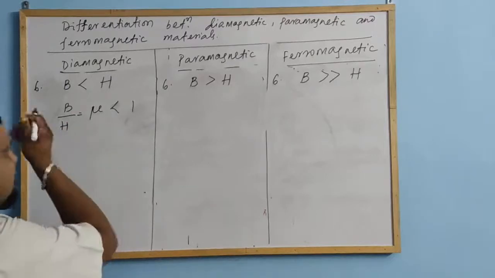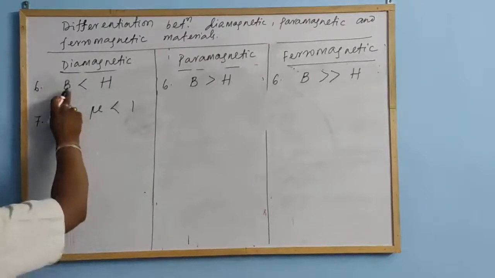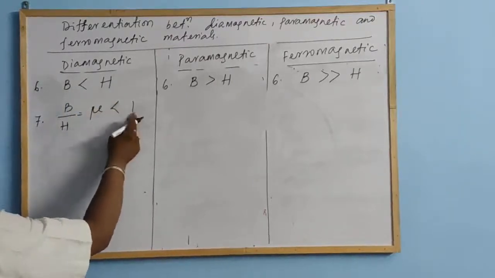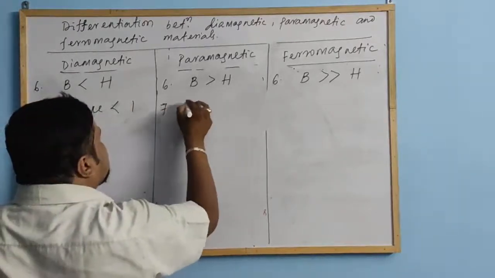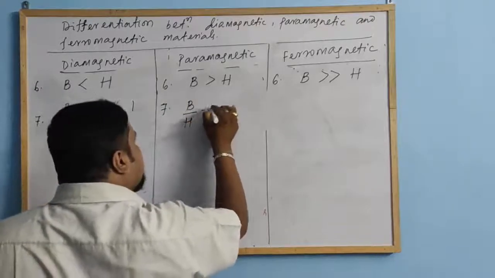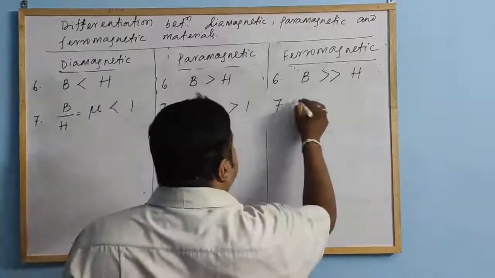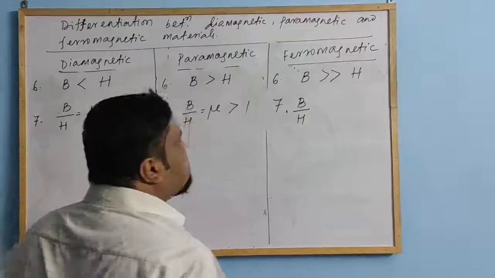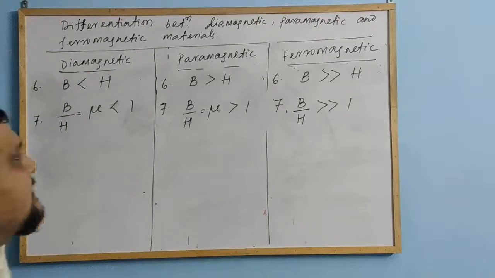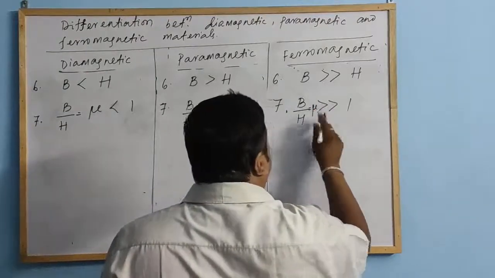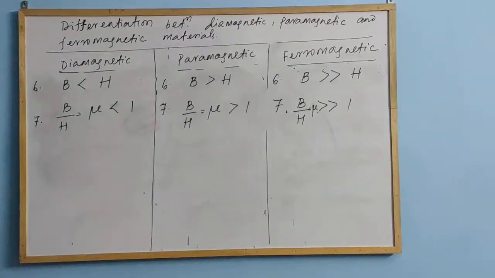We can say that the permeability is less than 1. So this is another point. B by H, that is the mu, because B is less than H means B by H is less than 1. So B by H, your mu, is less than 1. Here, B by H, mu is greater than 1 permeability. And here, B by H is very greater than 1 for ferromagnetic material. B by H, that is called your mu. The permeability of ferromagnetic materials is very greater than 1. Clear? So this is the number 7.